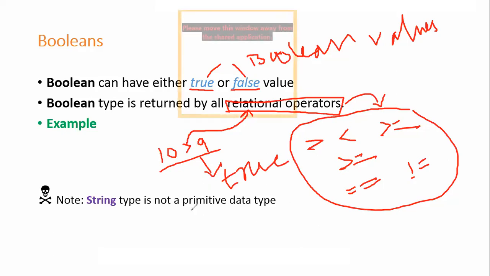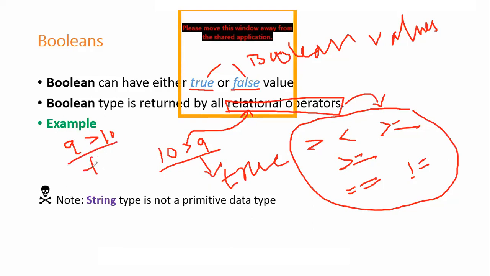Now the same thing, let me write like this: 9 is greater than 10. Is 9 greater than 10, students? The 9 is not greater than 10, so it returns a Boolean value called false. The greater than symbol is a relational operator, so all relational operators return a Boolean value.